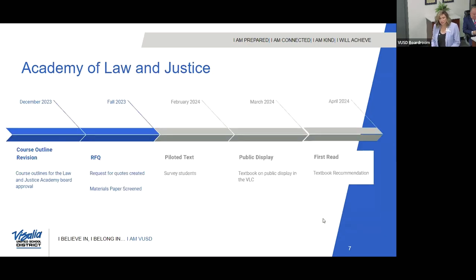With our Academy of Law and Justice, in December, we approved new course outlines, if you recall. At that time, we had our RFQ out and received all of the materials. From there, the teams piloted the materials in February. And then they're currently up for public display, and today we're here for our first read.